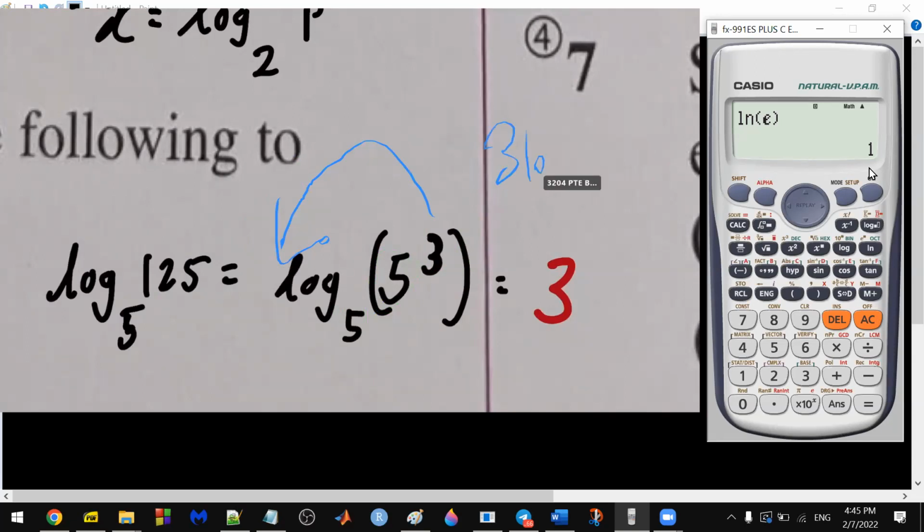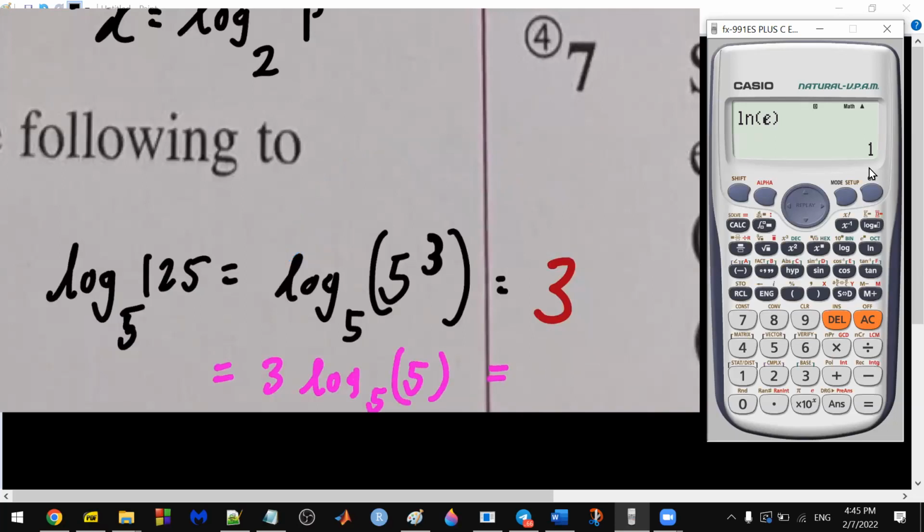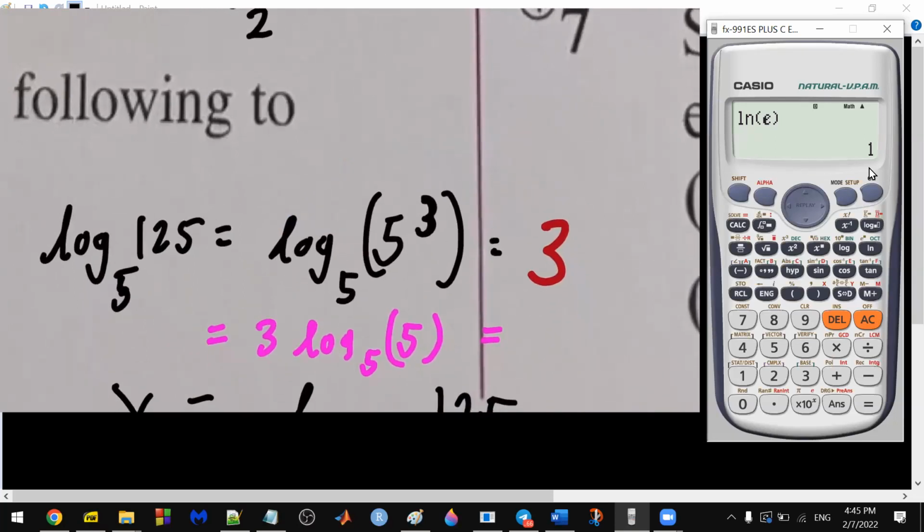Take note that this is not differentiation. This is just logarithm. You bring the 3 down. Have you learned logarithms before already? No. Oh, they didn't give you a crash course in JC. I wasn't there for long enough. Oh, okay.